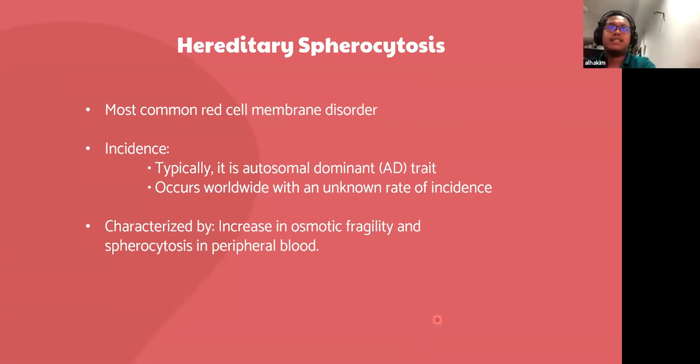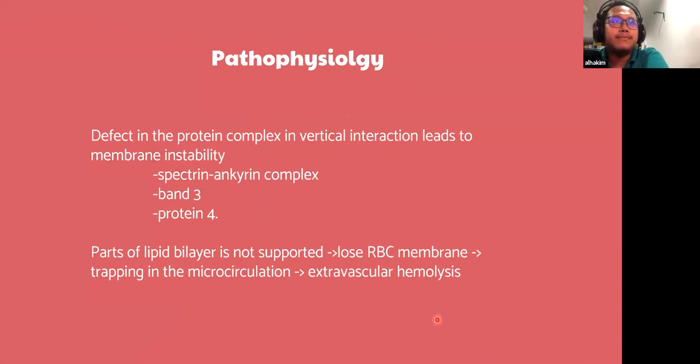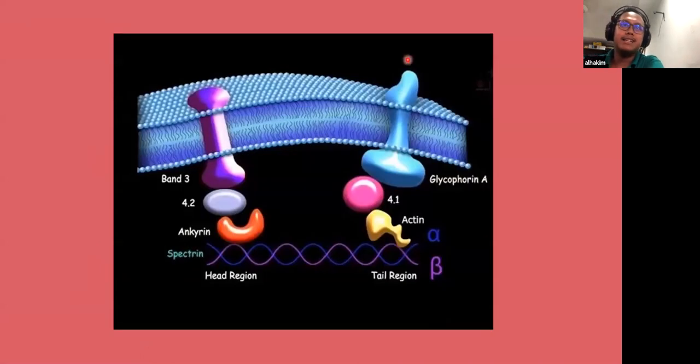I'll show you later. Here is the pathophysiology: a defect in the protein complex in vertical interaction leads to membrane instability, which affects the spectrin and ankyrin complex, band 3 and protein 4.2. So parts of the lipid bilayer are not supported, giving a loose RBC membrane, trapping in the microcirculation, and extravascular hemolysis. And by the way, spherocytosis is extravascular hemolysis, not intravascular. Here is the region where band 3 is defective with ankyrin and spectrin, so there will be instability of the membrane integrity.